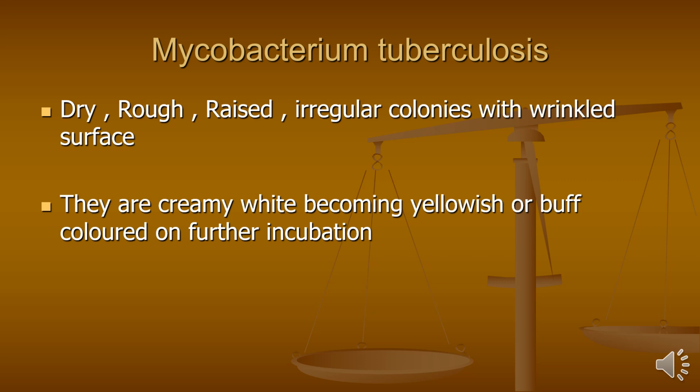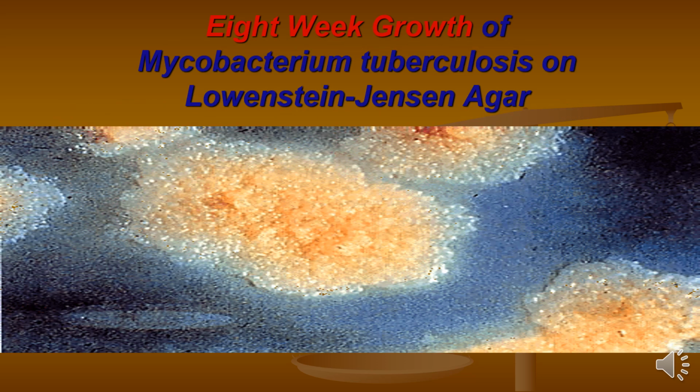So how will the colony of Mycobacterium tuberculosis look? They are rough, tough, raised, irregular colonies with a wrinkled surface. They are creamy white and become yellowish and buff colored on incubation. So this is the rough, buff and tough colonies of Mycobacterium tuberculosis on an LJ media.